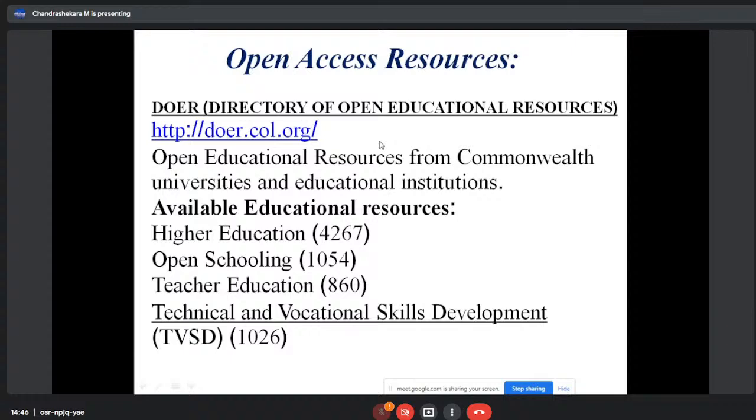Another one I told you about is the Directory of Open Educational Resources, doer.col.org, Commonwealth of Learning. Many education resources are available here. You know that one, no? The Directory of Open Access Education Resources. There are many sites available.